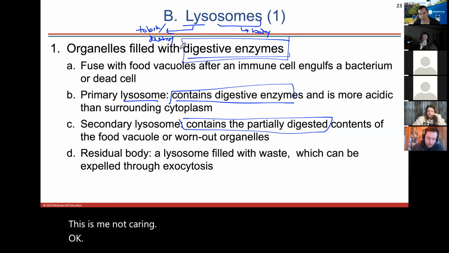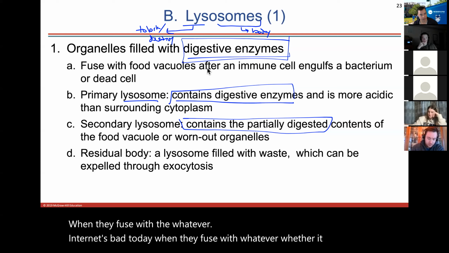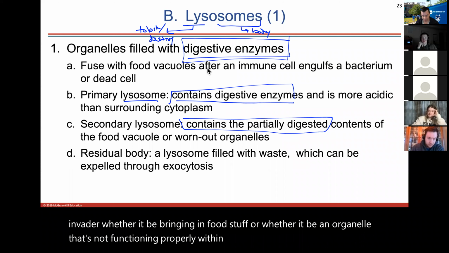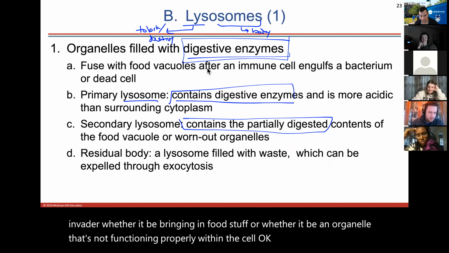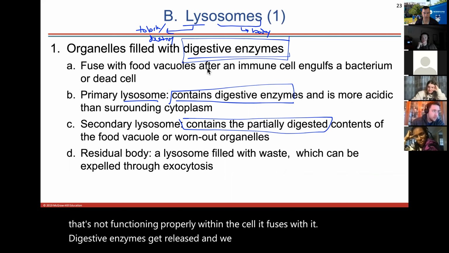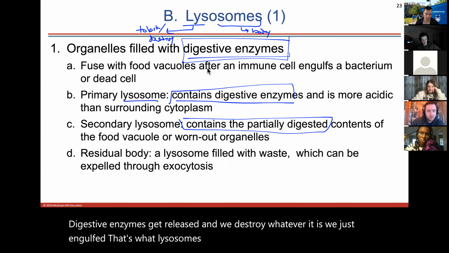When they fuse with whatever, whether it be a foreign invader, whether it be bringing in food stuff, or whether it be an organelle that's not functioning properly within the cell, okay, it fuses with it, digestive enzymes get released, and we destroy whatever it is we just engulfed. That's what lysosomes do. Okay.